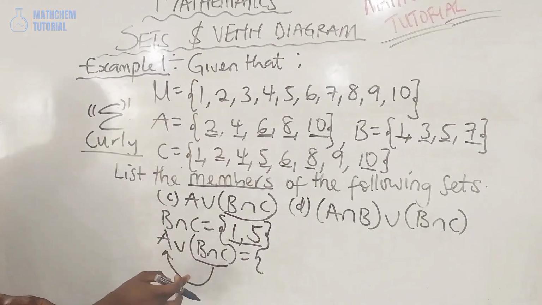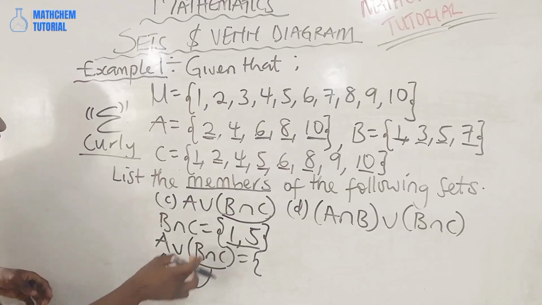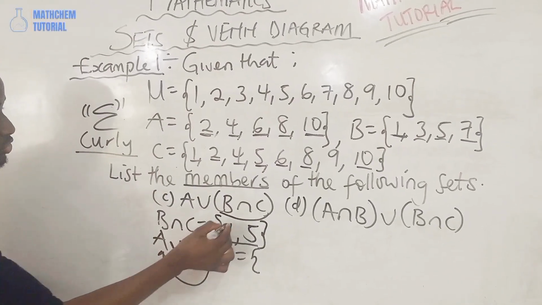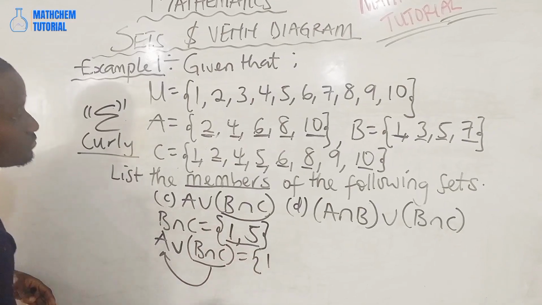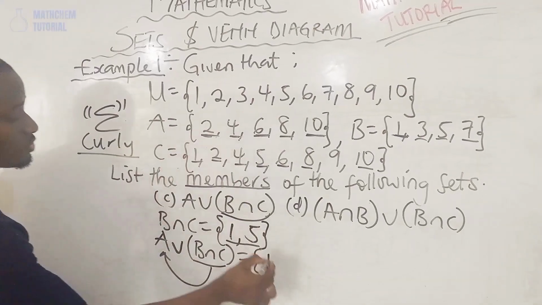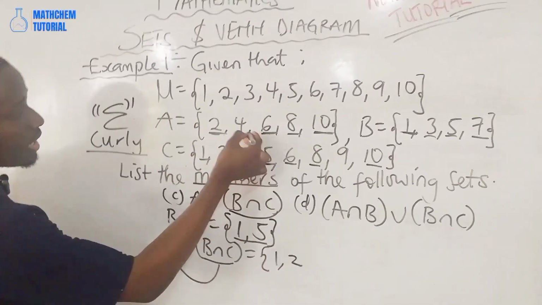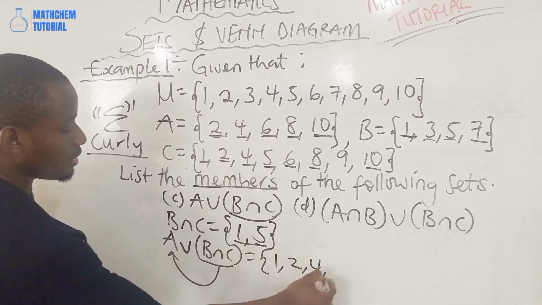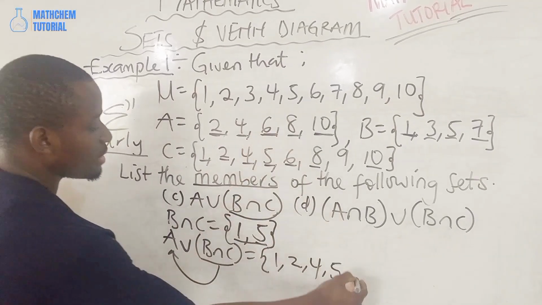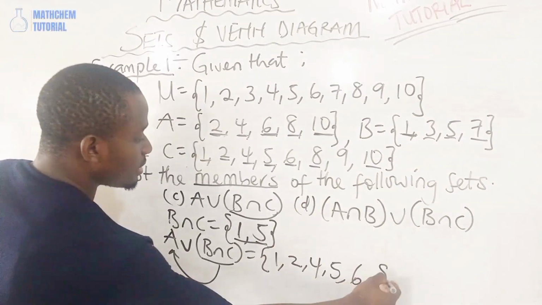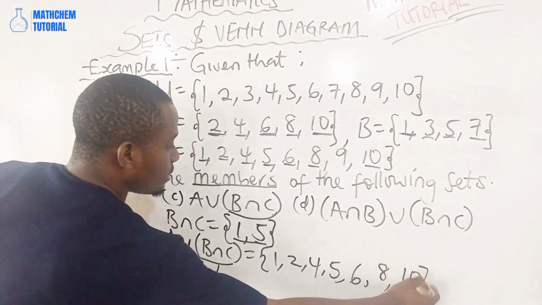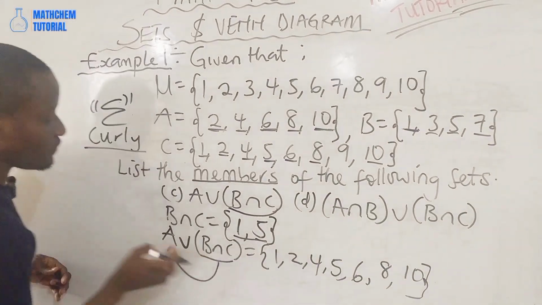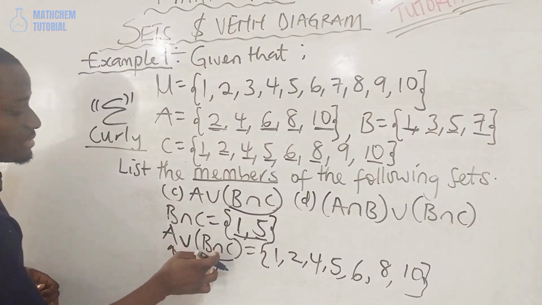But ensure that you write it in alphabetical order or in ascending order. So writing it now, union means combining. So writing now, we're going to write 1, because 1 is the smallest. Then the next one will be 2. After 2, okay, I have 4. Then after 4, I have 5 here. Then after 5, 6. After 6, then 8. After 8, then 10. So now these are the elements or members of A union B intersection C.